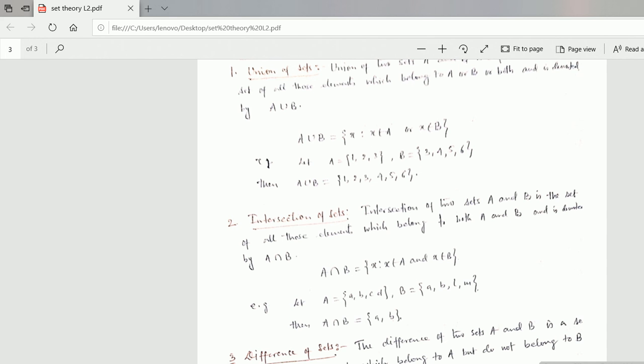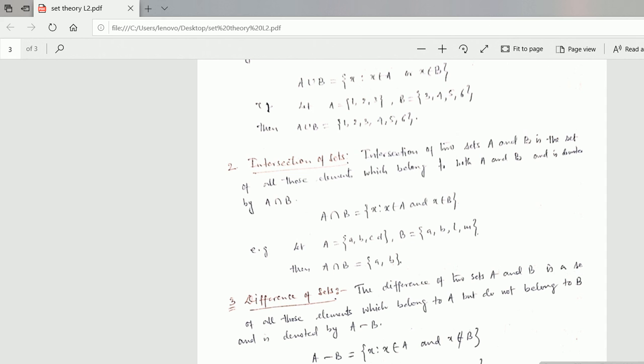Now next one is intersection of sets. Intersection of two sets A and B is the set of all those elements which belong to both A and B, and is denoted by A intersection B. See this one. How will you write the definition? A intersection B equals X such that X belongs to A and X belongs to B also.